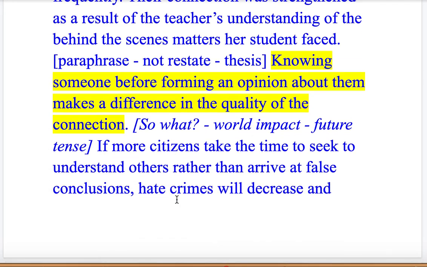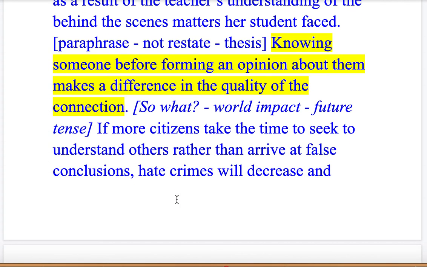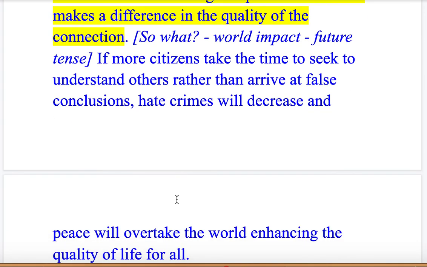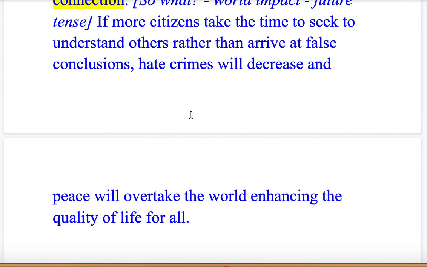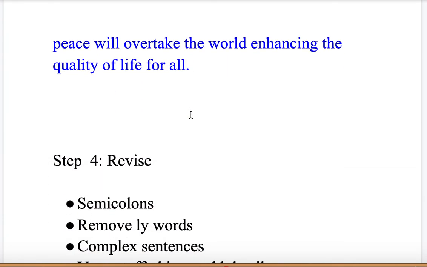And most importantly, you address the so what. What's the world impact? Speak in future tense. Aristotle said it works well for arguments. What's the so what? Address the big idea, the who cares. Let your reader know how they will be impacted by this topic. If more citizens take the time to seek to understand rather than to arrive at false conclusions, hate crimes will decrease and peace will overtake the world, enhancing the quality of life for all.